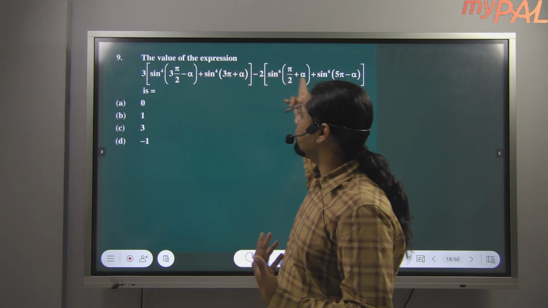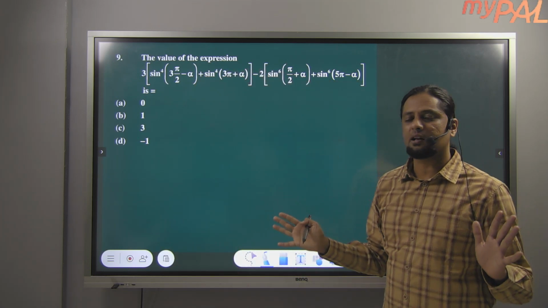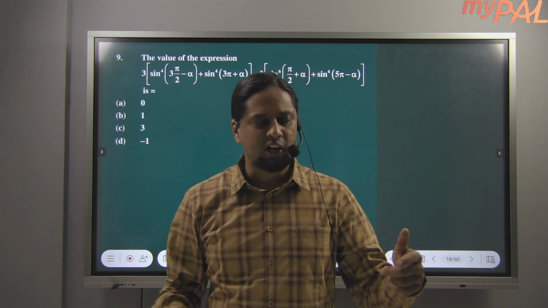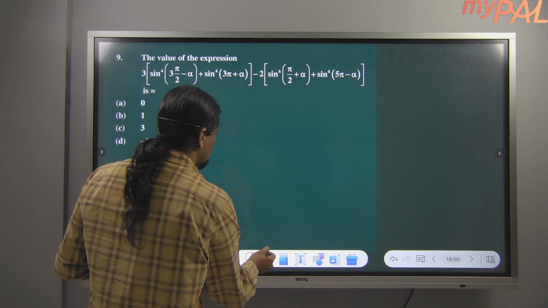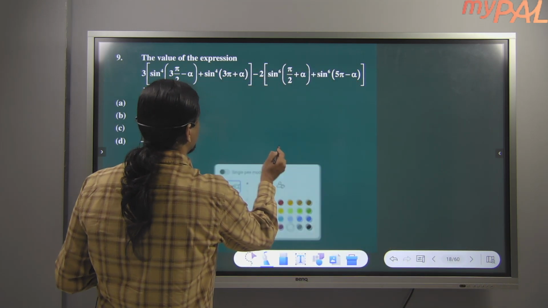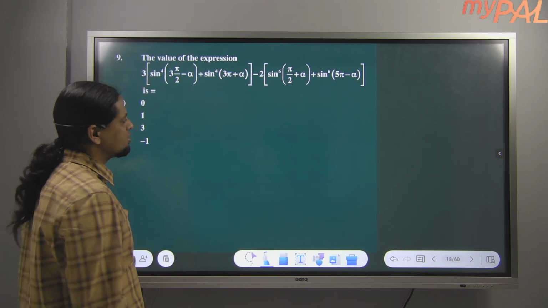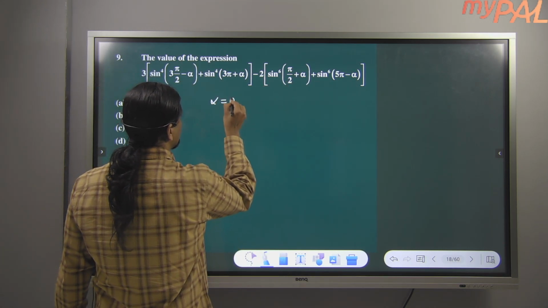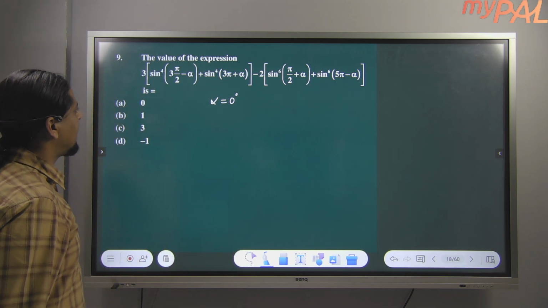So that is what you will be thinking of, but we should not go with that approach. It's very simple. Just in a fraction of a second you will get the answer. So what we'll do is, they have just asked the value of this particular expression. So let me take alpha to be equal to 0 degrees. Let me substitute alpha as 0 degrees.